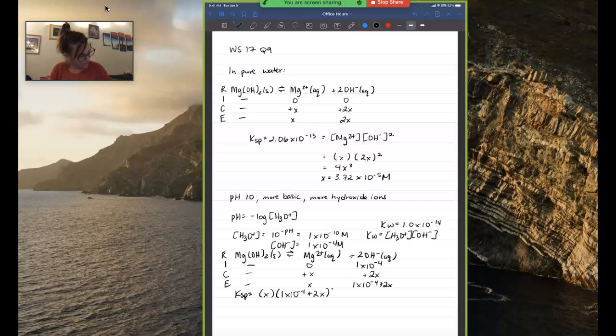plus 2x, squared. Now, if you're taking my class, we're going to assume x is small enough to ignore and save you the trouble from doing the math here. And it'll still give you a good estimation. Since Ksp is really tiny anyways, the x isn't changing all too much. And when you do solve for x in this case, because you're setting it equal to 2.06 times 10 to the negative 13, then when you solve for x, you should get 2.06 times 10 to the negative 5th molar.